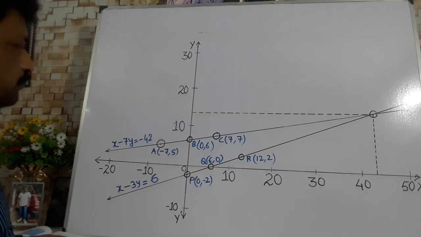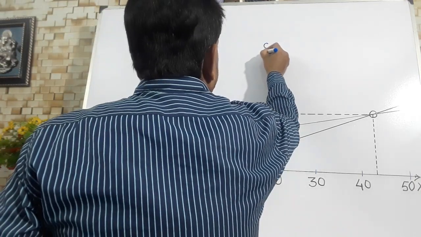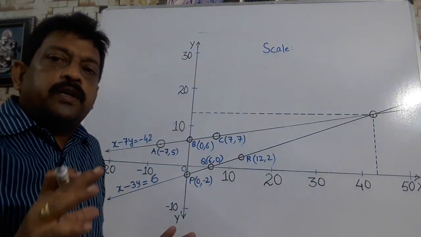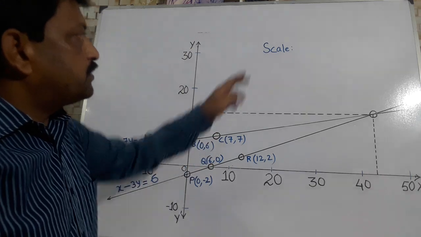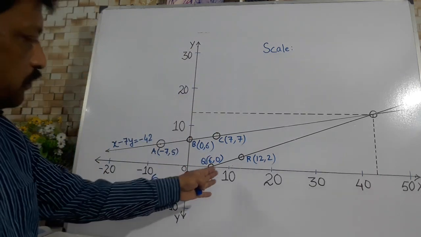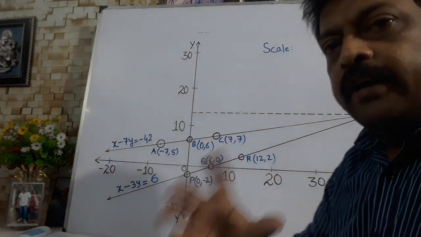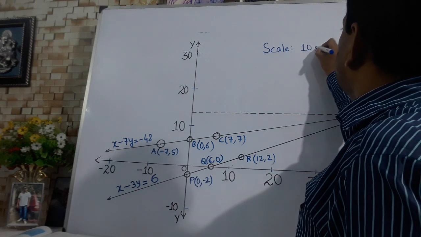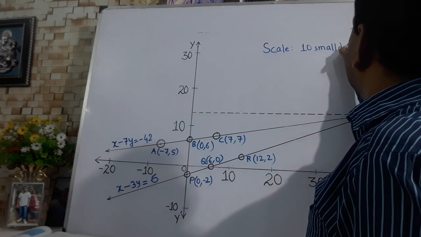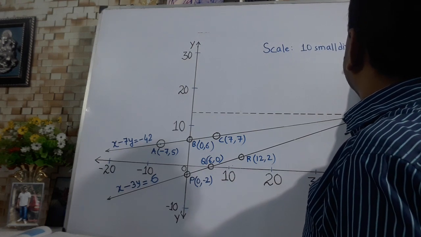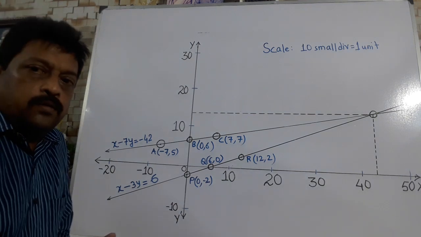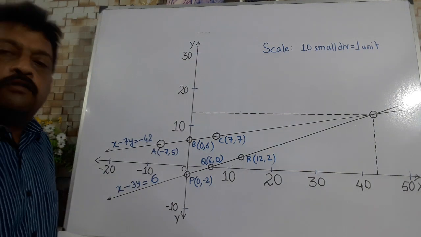Now one more thing, we have to write the scale. It is very important. How many small divisions you are taking as one unit, you have to mention on the graph paper. Since it is a plain sheet of paper, I have assumed that I have taken 10 small divisions as one unit. So write down like this: 10 small divisions equals 1 unit. Okay, the whole graphical representation will look like this.